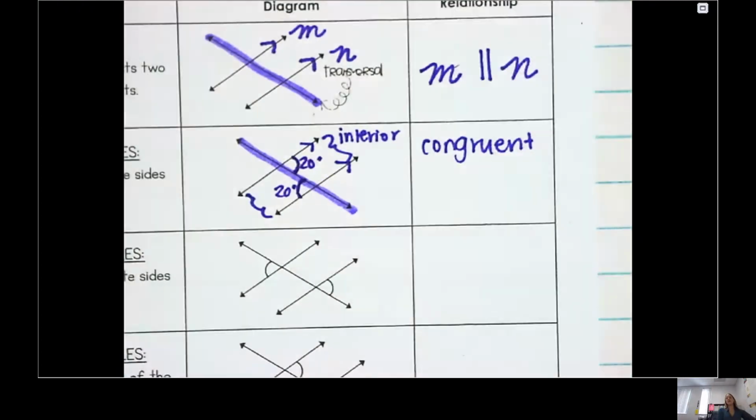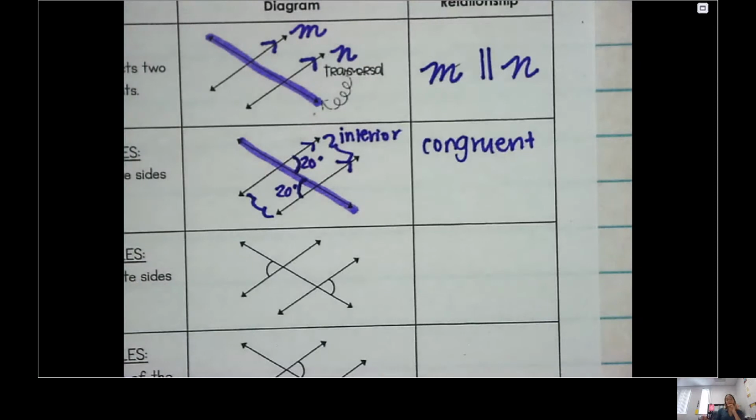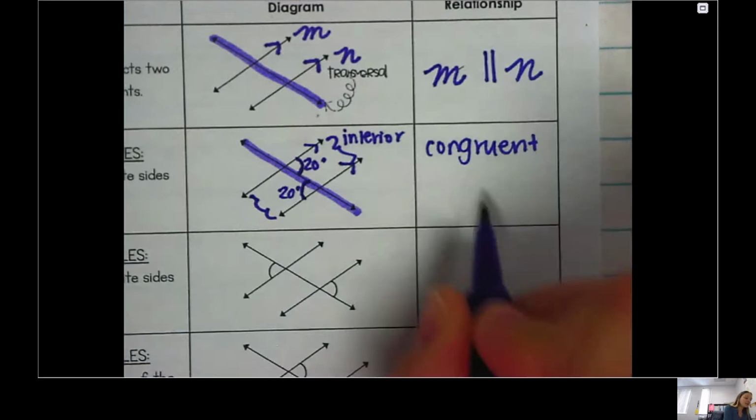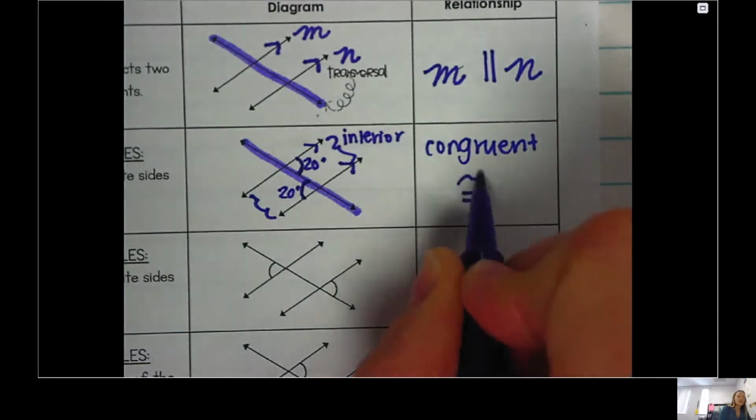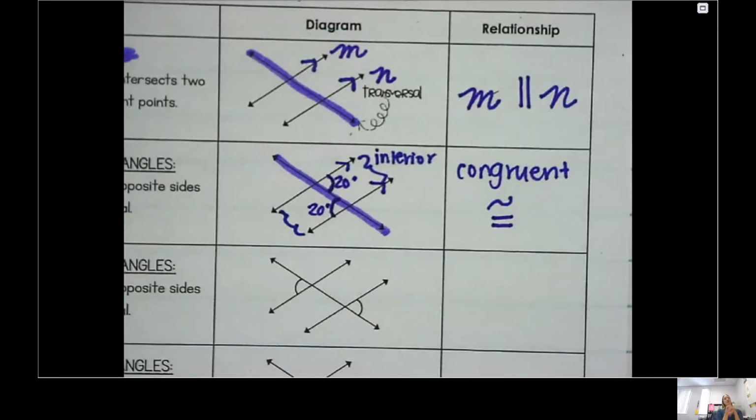Now, instead of writing the word congruent every time, I want to write the symbol for congruent, because mathematicians are lazy. We don't like to write the words out. Does anybody remember what the symbol looks like for congruent? Yes, Sydney? Yeah, it's got a little squiggle right above it. Yep, it's an equal sign with a little squiggle at the top. Good job, Sydney. All right, there's my first relationship.